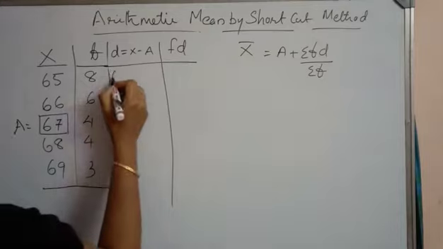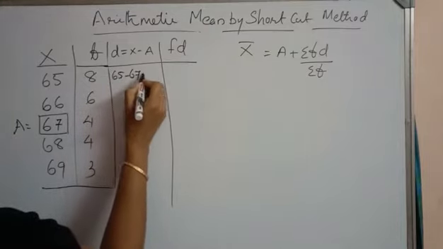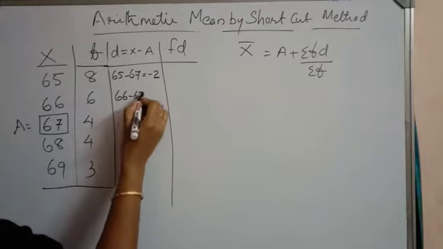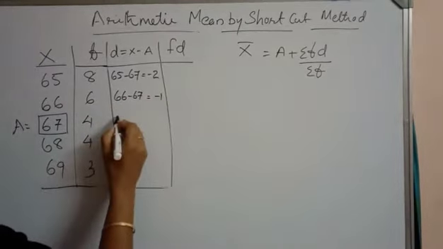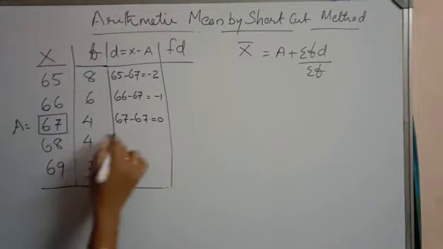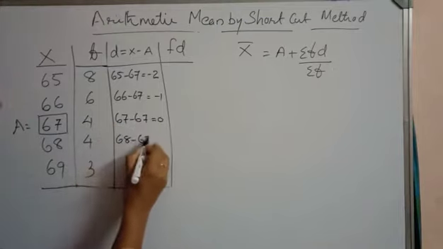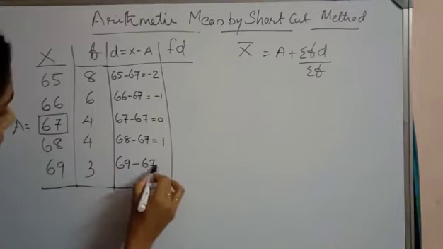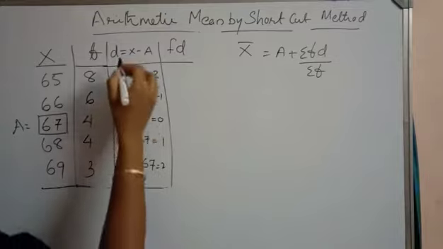First one is 65 minus 67, that is equal to minus 2. The next one is 66 minus 67, that is equal to minus 1. 67 minus 67 is equal to 0. 68 minus 67 is equal to 1. 69 minus 67 is equal to 2. These are the deviations that we are getting.